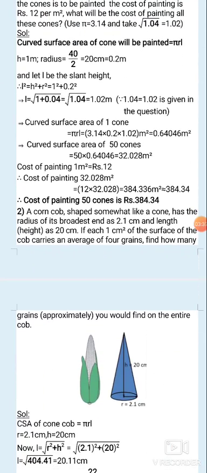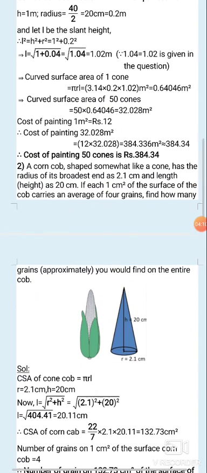A cone-shaped figure is here. Okay. Shaped somewhat like a cone, it has the radius of its broadest end as 2.1 centimeter and length or height as 20 centimeter. If each 1 centimeter square of the surface of the cone carries an average of 4 grains, find how many grains you would find on the entire cone.